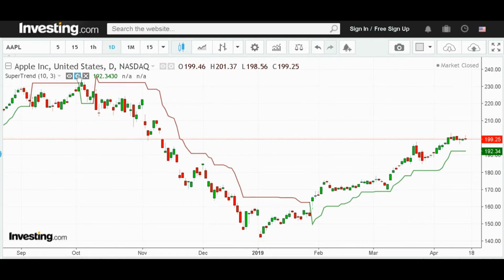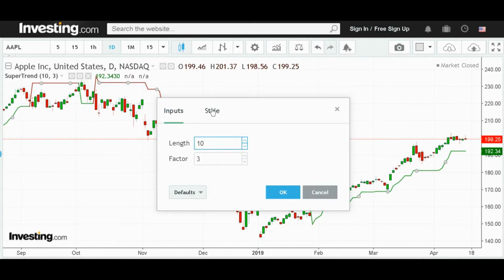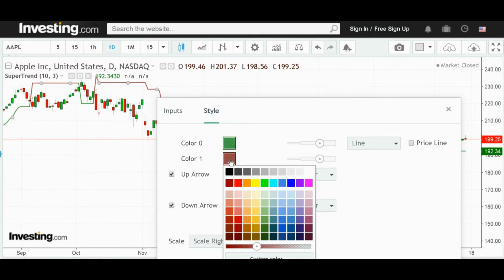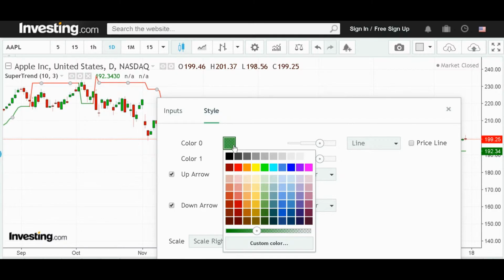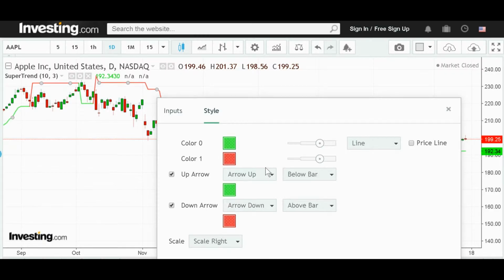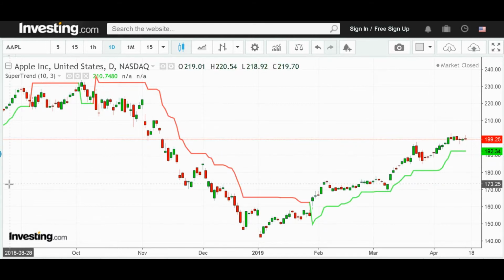And I'm accustomed to seeing it with red and green. So I'm going to use red and a nice bright green there so that you can see it more easily. There we go. Okay. And there we go. That's what I'm accustomed to seeing.